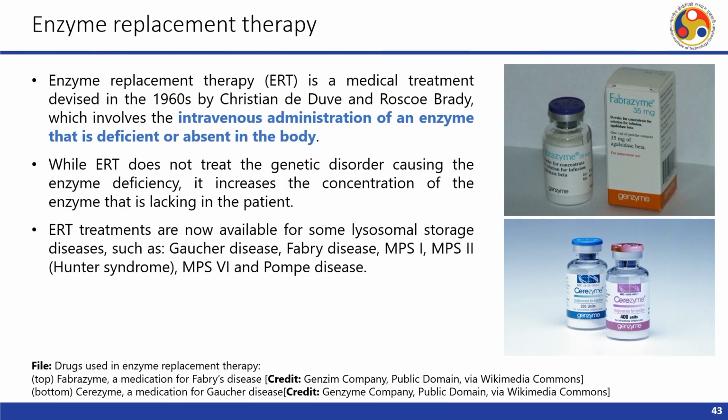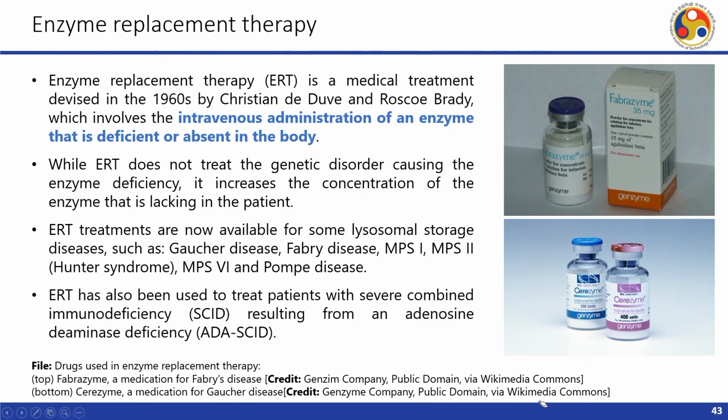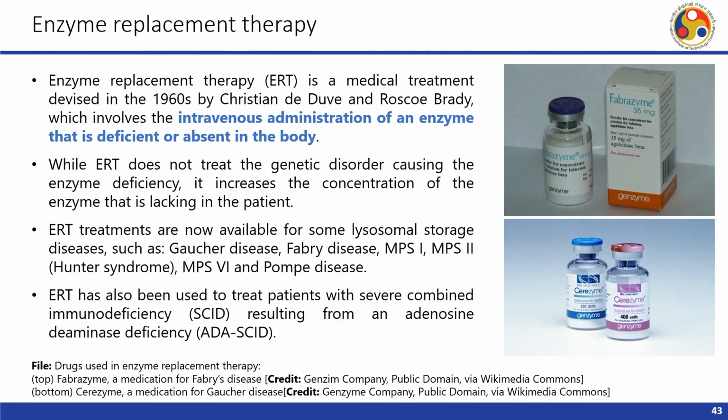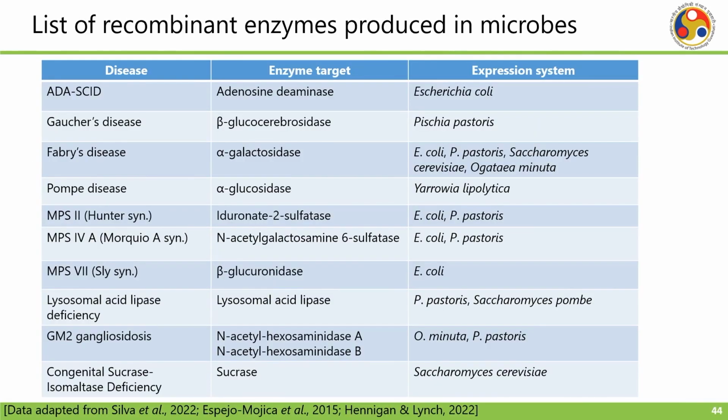So, here in this picture you can see some drugs used in enzyme replacement therapy. At the top you can see Fabrazyme, a medication for Fabry's disease. Then you have Cerezyme over here, a medication for Gaucher disease. ERT has also been used to treat patients with severe combined immunodeficiency resulting from an adenosine deaminase deficiency.